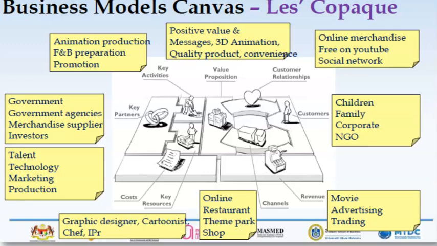As you can see here, this is the business model canvas for Les Kopak. For example, who are the customers? The customers of Les Kopak are among children, family, corporate business, and NGO. Let's look at who the key partners of Les Kopak are. They are government agencies, merchandise suppliers, and investors. And how about the revenue stream? How does Les Kopak gain income from the business? Yes, from movies, advertising, and trading of merchandise.